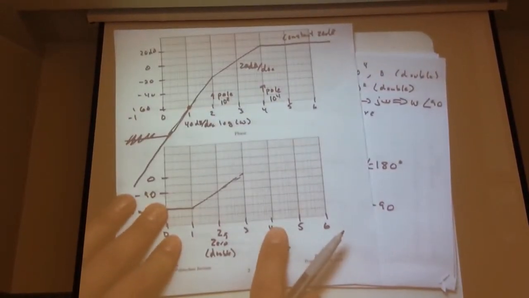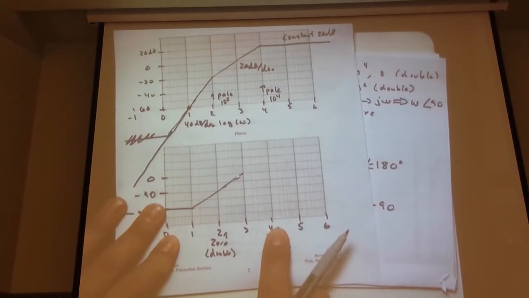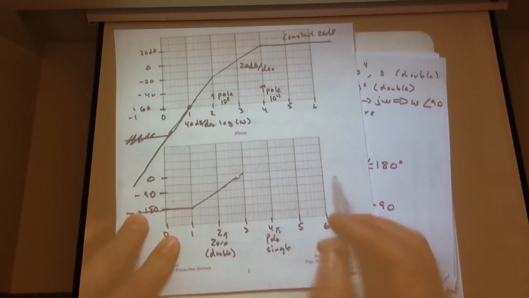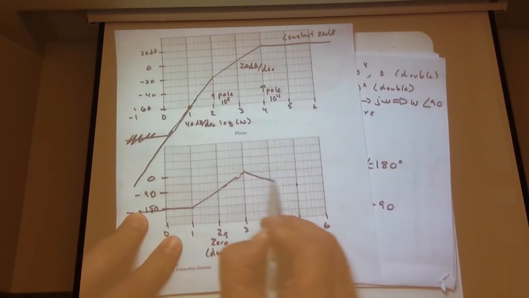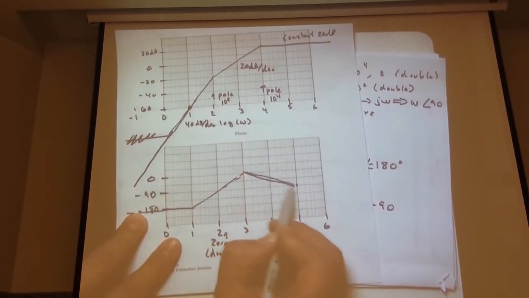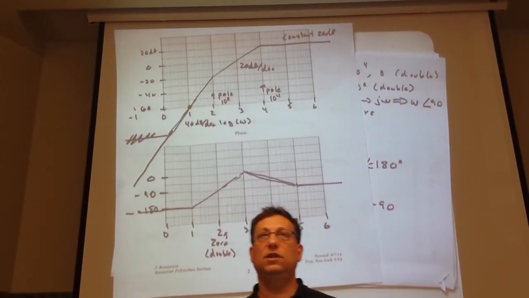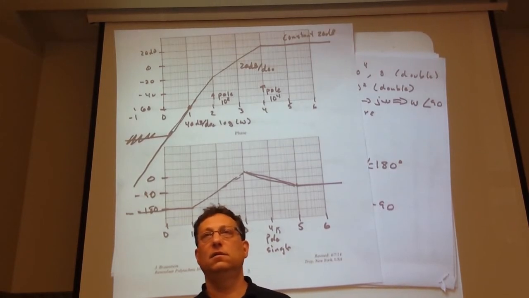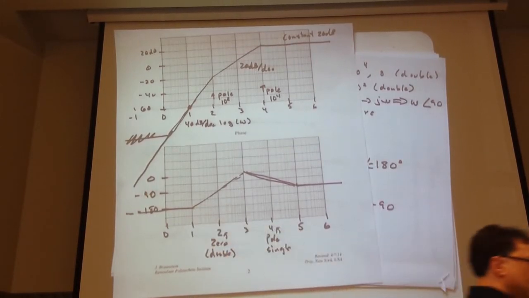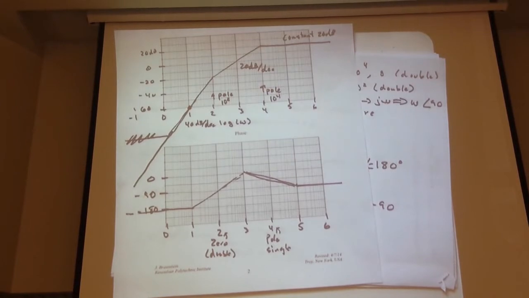We have a pole at 0. What does that mean? We have a change of 90 degrees, an absolute change of 90 degrees over 2 decades. There's our plot. Is that clear? You can say something if it's not clear. This is the harder part of Bode plots. Most people get magnitude, most people have problems with phase.